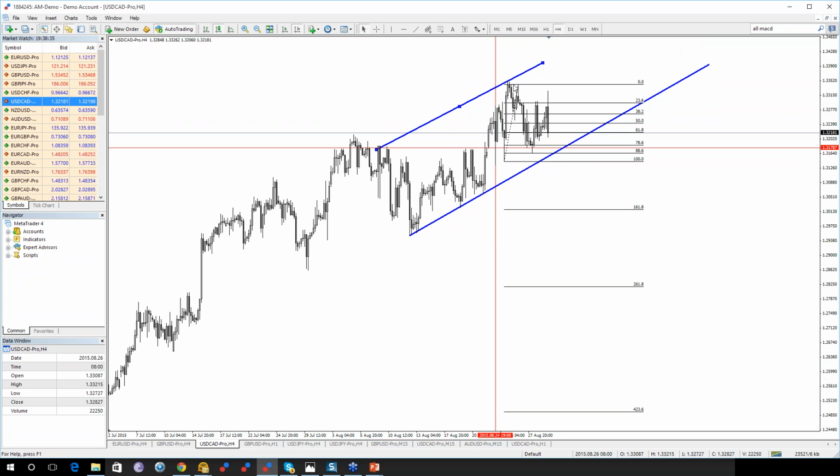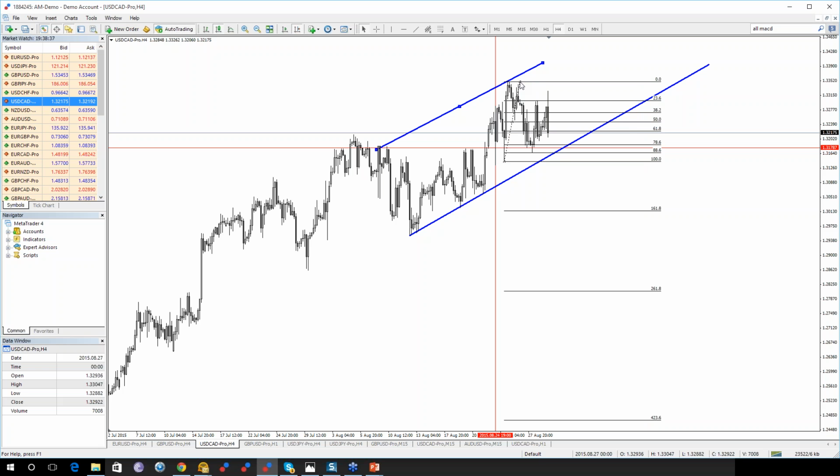Because this is at the 61.8 retracement. Here, if it breaks this level, it can go down. Now we can also see a mini channel here, because this is basically three touches of the trend line.